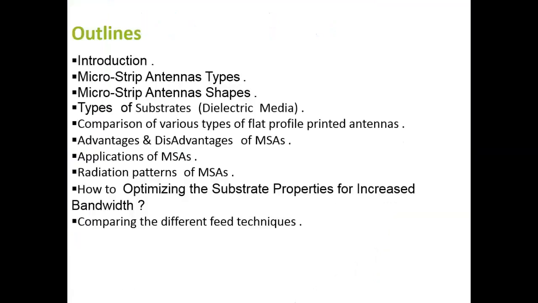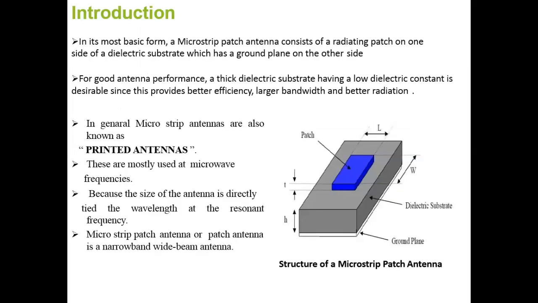Outlines: introduction, microstrip antenna types, microstrip antenna shapes, types of substrates, that means dielectric media, comparison of various types of flat profile printed antennas, advantages and disadvantages of microstrip antennas, applications of microstrip antennas, radiation patterns of microstrip antennas, how to optimize the substrate properties for increased bandwidth, and comparing the different feed techniques. Introduction of the microstrip antenna.